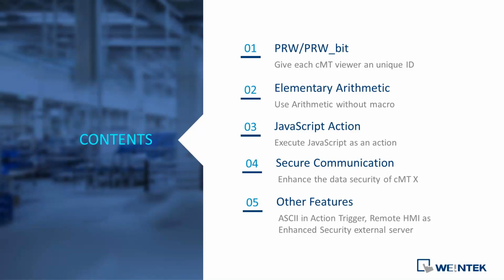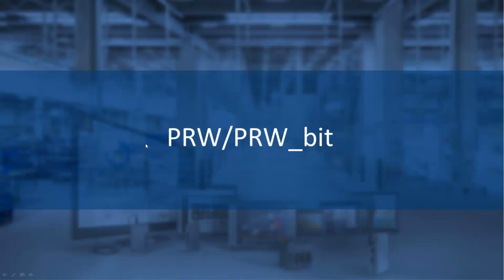And the second part will be talking about our elementary arithmetic. The third part will talk about our JavaScript action. The fourth part is we'll talk about our secure communication. The last part we are going to talk about the rest of the features of our EasyBuilder V6.07.01. All right, so let's go into the first part.